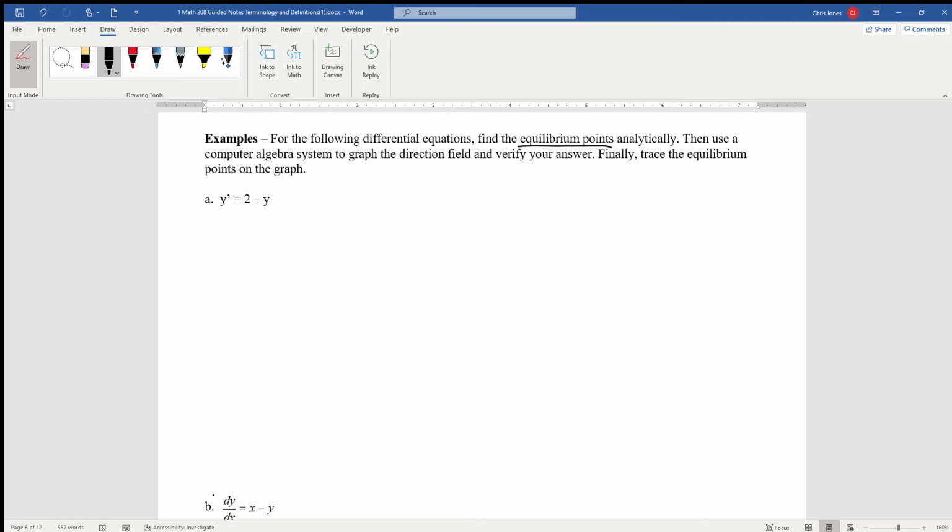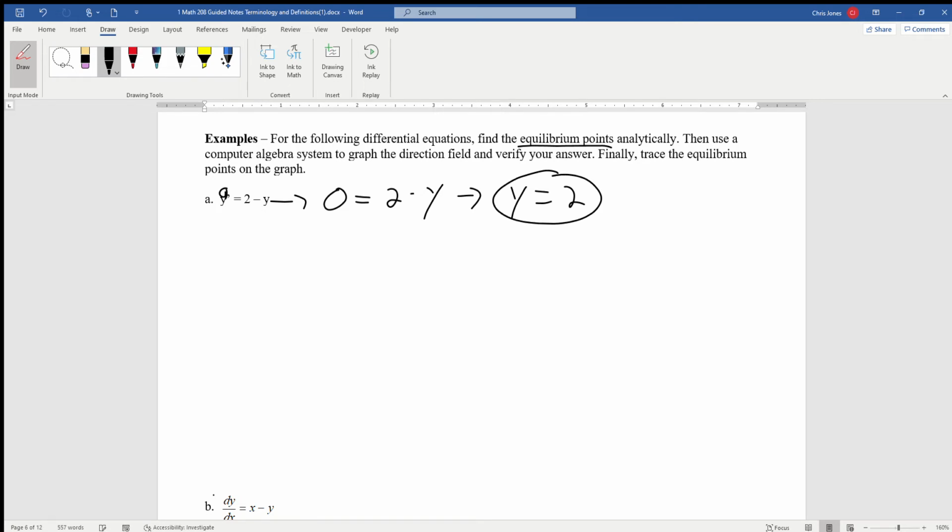So all we're going to do is start by setting the derivative equal to 0. It's almost like the critical values from Calculus 1. So we get 0 equals 2 minus y, and that's the same thing as saying y equals 2.